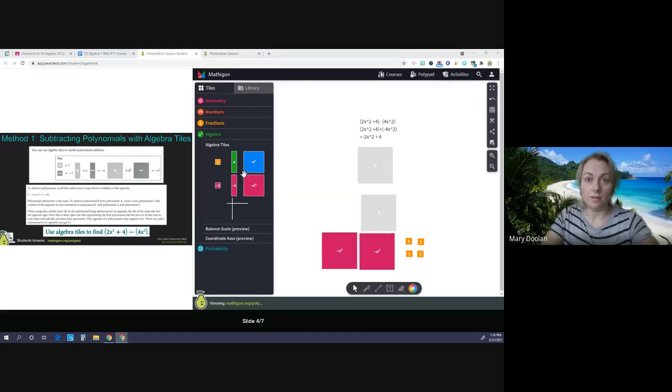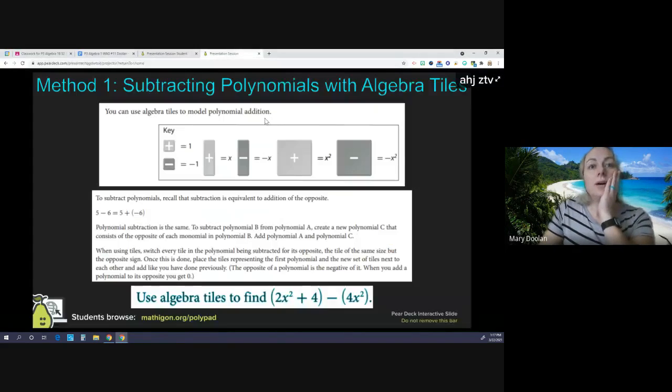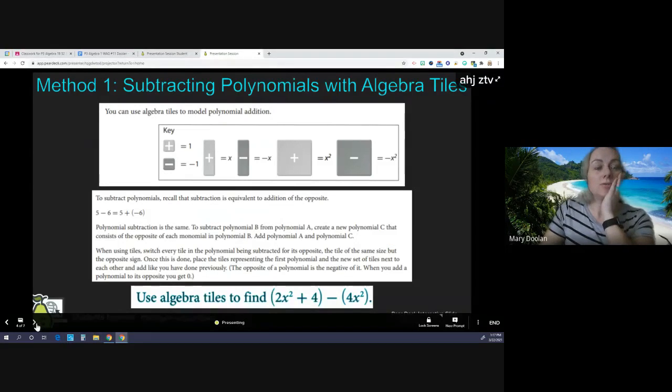Okay. Are you guys ready to move on to the next method? We're going to look at the same 3 methods that we had for addition, but now we're using subtraction. And really the only difference here is that we take this subtraction problem and we turn it into an addition problem, and then we do what we did last week.